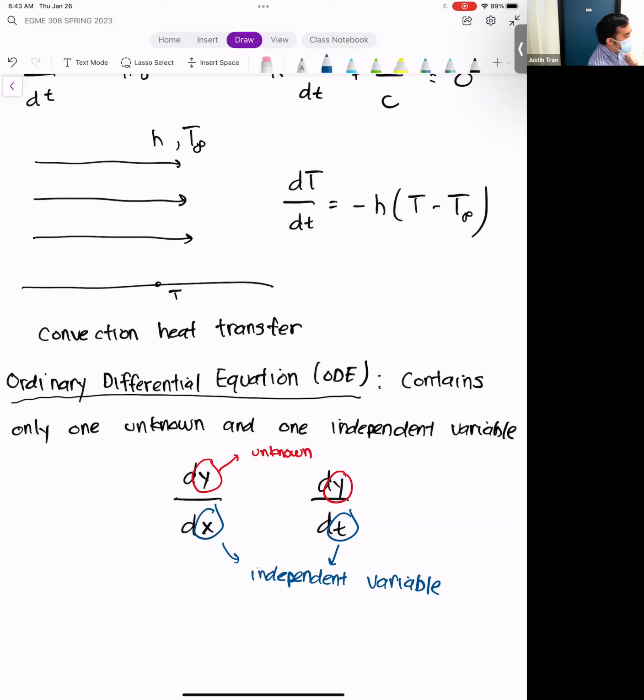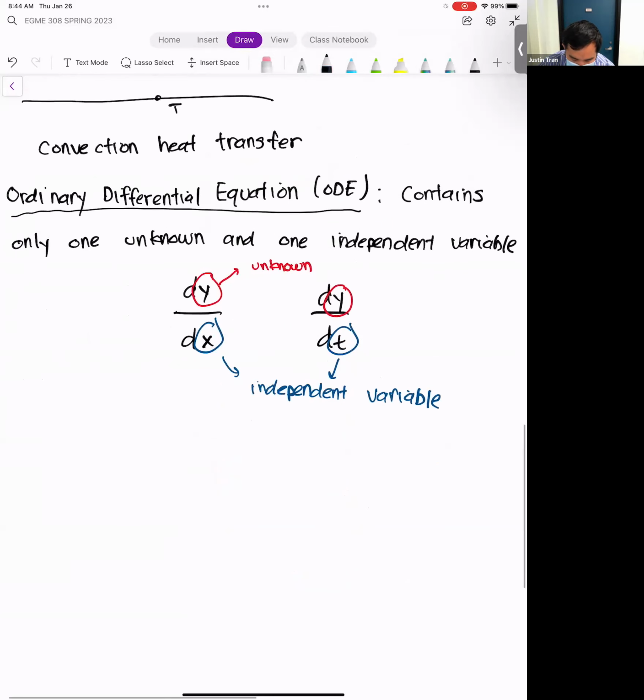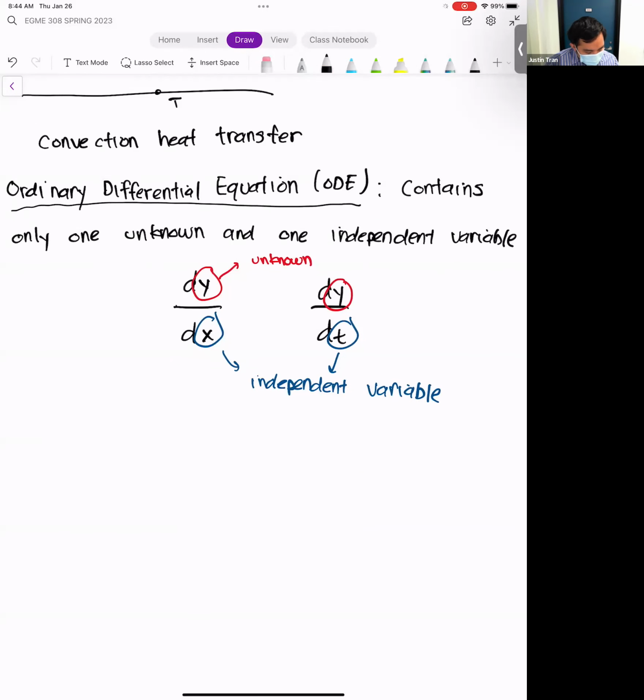If you have an ordinary differential equation, there's one unknown that we're solving for, and there's one independent variable that the unknown is going to be a function of. The extension of an ordinary differential equation is a partial differential equation, where there are multiple independent variables, but those are exponentially harder to solve, and we're not going to get into it. Okay, so that's the definition of an ODE.